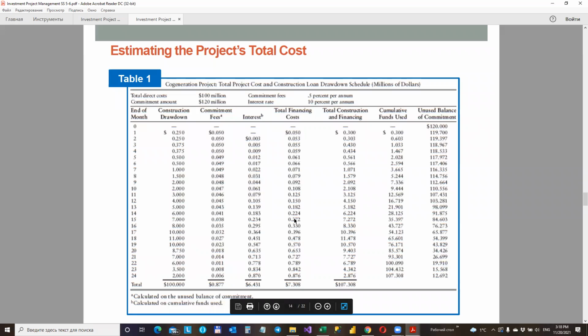Here is a table where you can see the actual schedule for 2 years of construction drawdown, then the calculation of commitment fee for each drawdown, interest expense, then it goes to the total financing costs. Then we add from period to period and arrive at the total construction and financing, accumulated funds used, and unused balance of commitment.